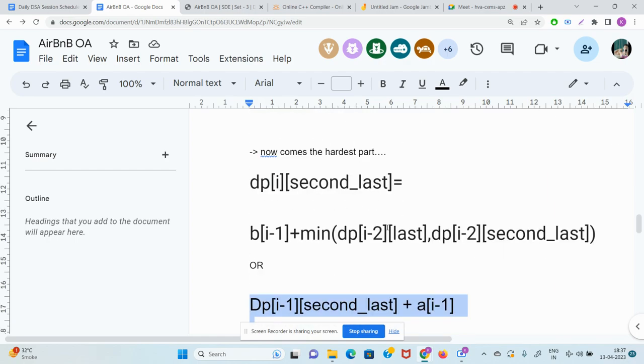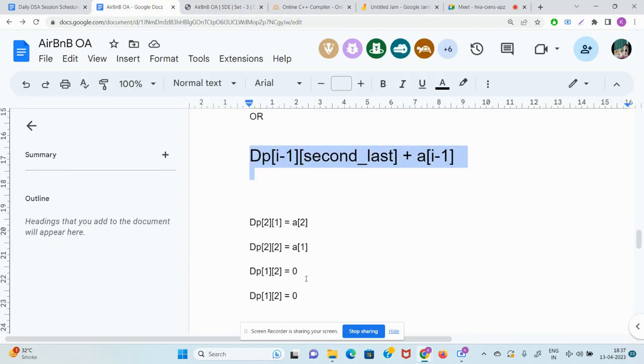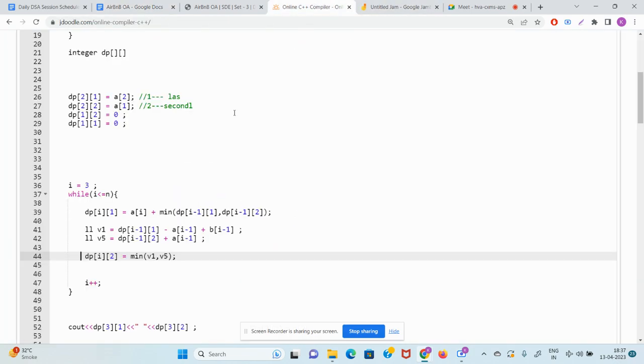Then we find two values v1 and v2. dp of I of 2, second last, is nothing but the minimum of those values. Now I want to know those two values. So one of them is this, right? So I'm pasting it here. Wherever last is written, I'm replacing by 1. Wherever second last is written, I'm replacing by 2.